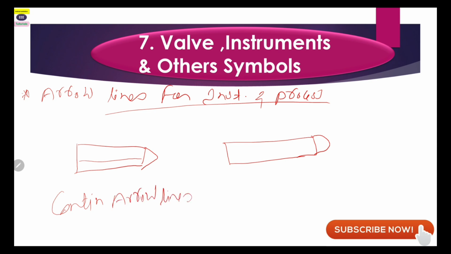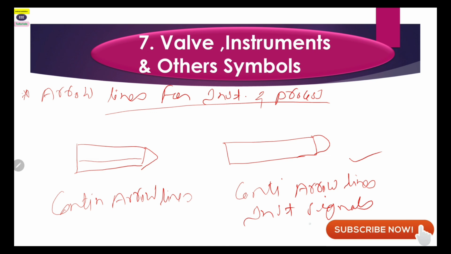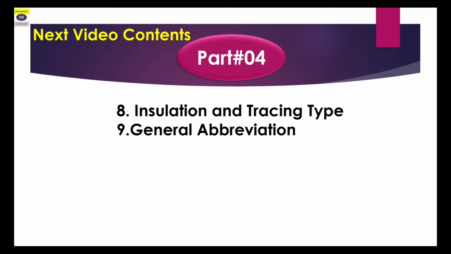Okay. And this is also continuity arrow lines, instrument signal. So when you have seen this type of symbol, this is the instrument signal. For the continuity arrow line, this is the process line. So these are the walls and other instrument symbols generally used in P&ID. So this is the third part we have covered.